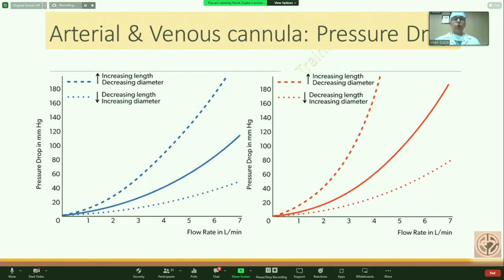The difference should not exceed above 100 because it can lead to hemolysis. So anything which decreases the length and increases the diameter will decrease the pressure drop, and that is favorable to us. But still, you have to make a balance between these, and you should choose a cannula of appropriate diameter as well as of appropriate length.